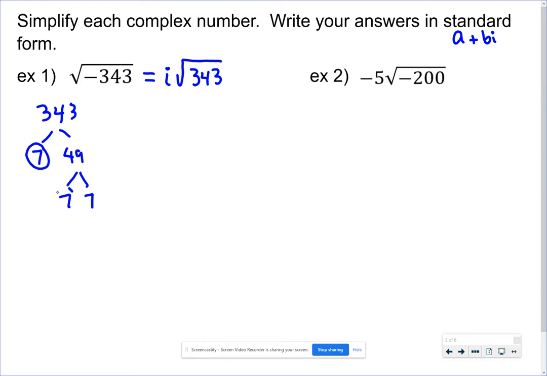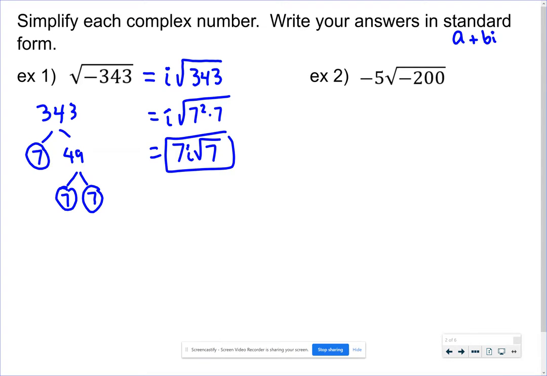We have our primes. We're going to pair them up. Yeah, pair them up. I don't know why I crossed through those. I guess because that pair is coming out as a 7. Kind of like what our notes talked about. So we have 7i times the square root of 7. And we're done.